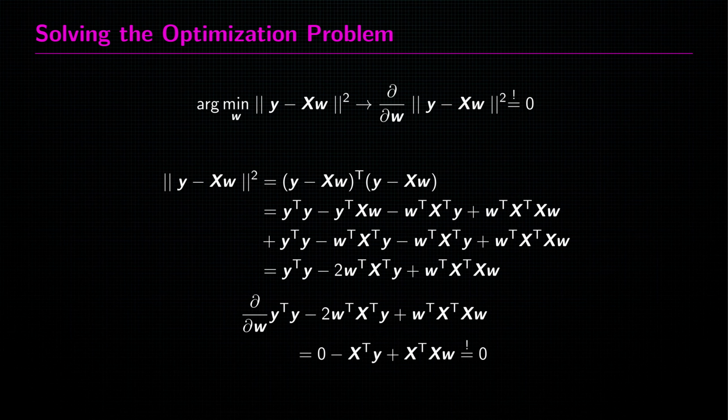Finally, we can set it to 0 and solve for w. The hat symbol here denotes that the solution is only an approximate estimate of the real underlying parameters that describe the data.